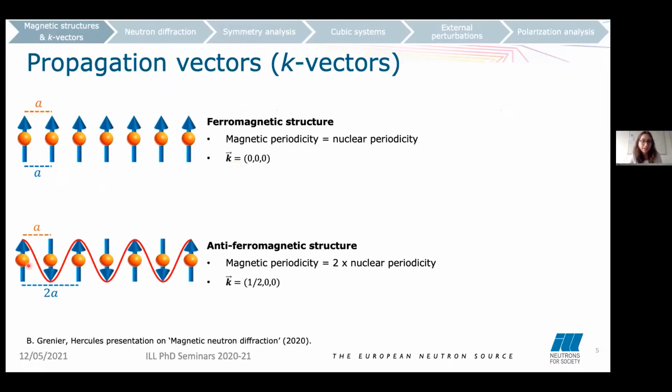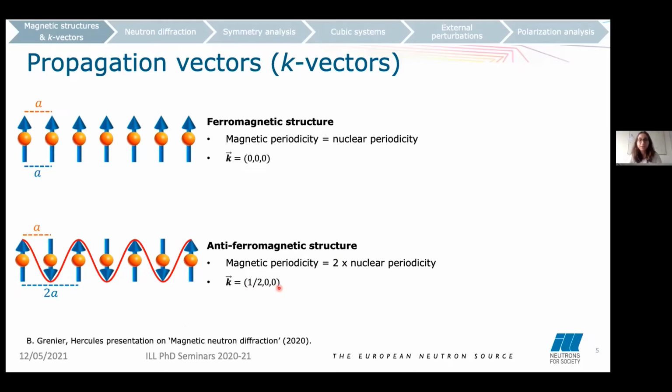A little bit more complicated, an antiferromagnetic structure. So we still have a lattice spacing A between our atoms, but now to recover the direction of the first moment, we need to move 2 lattice spacings. And so the magnetic periodicity is double that of the nuclear one. And our propagation vector, which is a reciprocal lattice vector, in this x direction, is 1 over 2, a half, 0, 0.